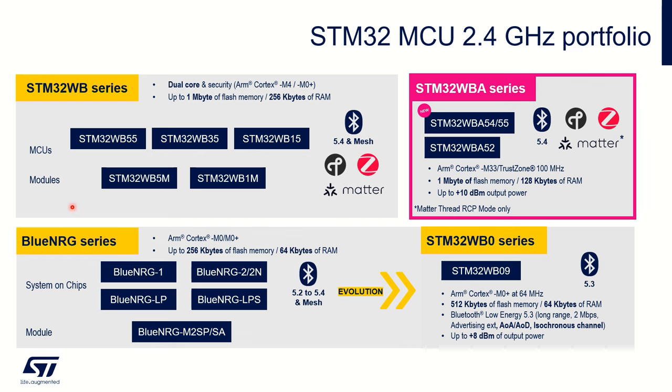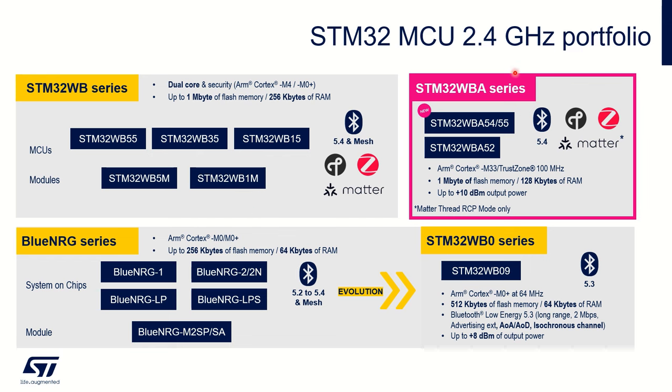On the top of the portfolio, you can notice the WB series. This series is based on a dual core Cortex M microcontroller. It has a Cortex M4 and a Cortex M0 Plus, with up to 1 MB flash and 256 KB SRAM. It is designed to address different protocols. We call it multi-protocol SoCs because you can do BLE connectivity, but on top we support Thread, Zigbee, and now Matter connectivities. You can also achieve concurrent mode, so having two protocols working in combination.